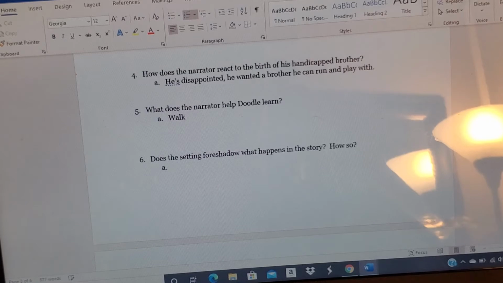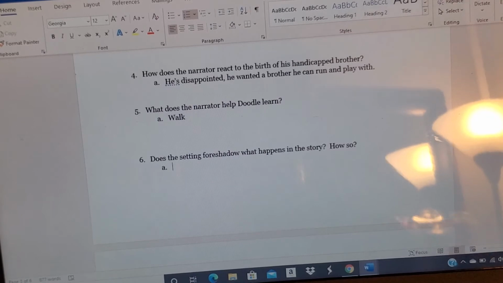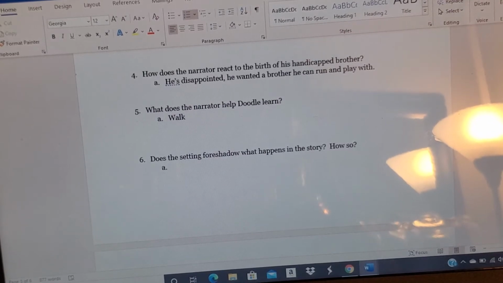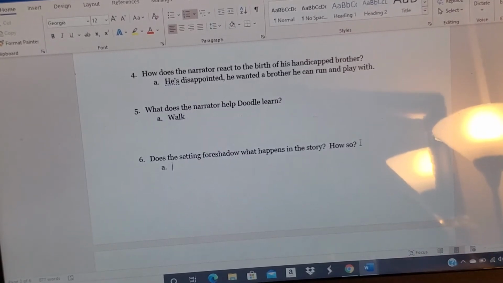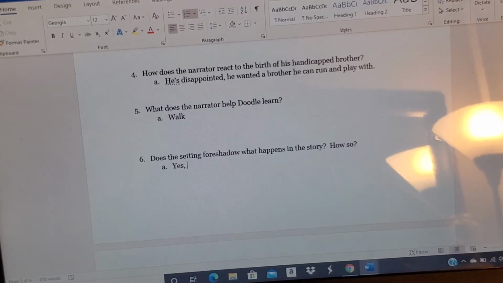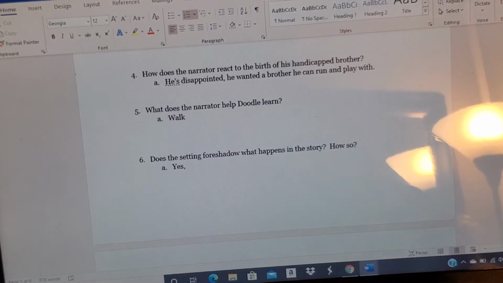Now, does the setting foreshadow what happens in the story? It does. Because think of a couple of things. So we'll just start typing it now. Yes. You remember the cotton fields? So let's look at two different things. Whenever Doodle learns to walk, the setting is like them at the swamp and how beautiful it is.